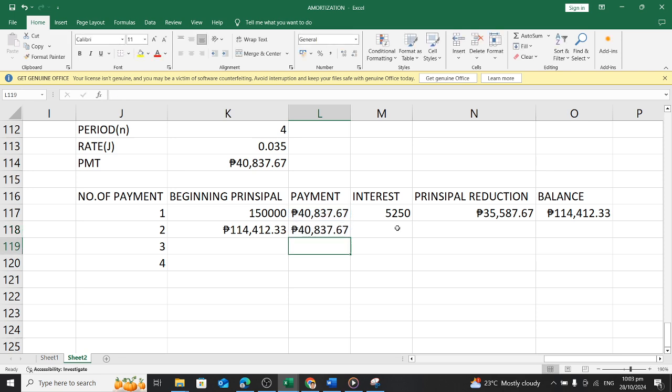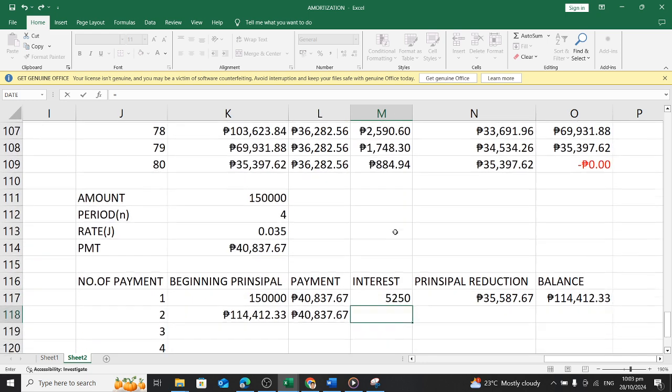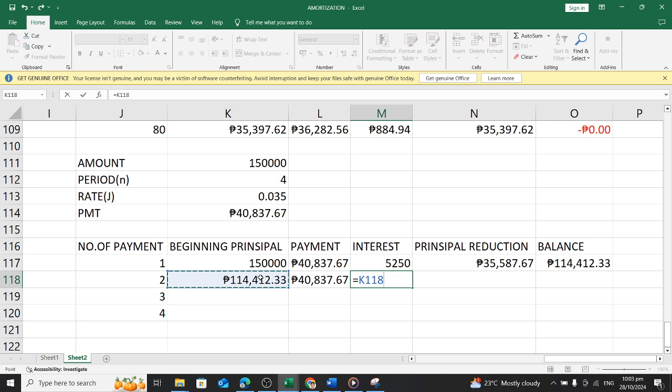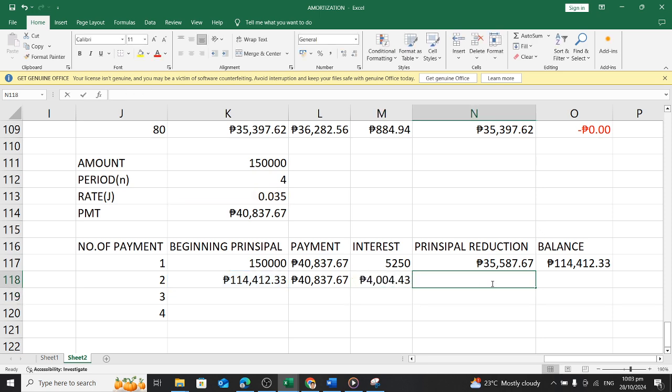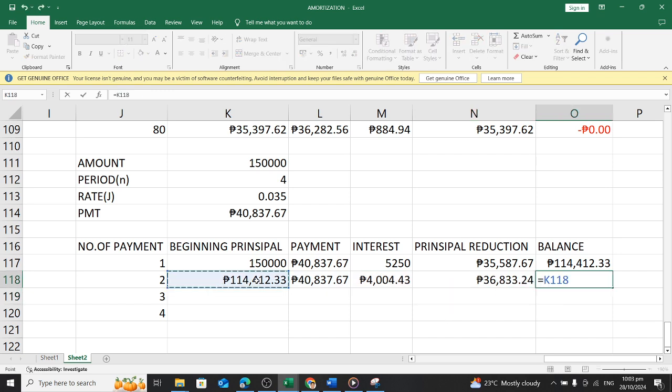Okay? Now, what about our interest? Our interest, kay nausab man atong principal, kinahanglan nato siya usbon. Now, again, press our new beginning principal times our rate and put dollar sign before K and 113. Another dollar sign. Press enter. For principal reduction, the same process. We have payment, 40,000. I-minus nato sa interest, which is 4,000. So that is our principal reduction. To get our balance, our principal minus our principal reduction.